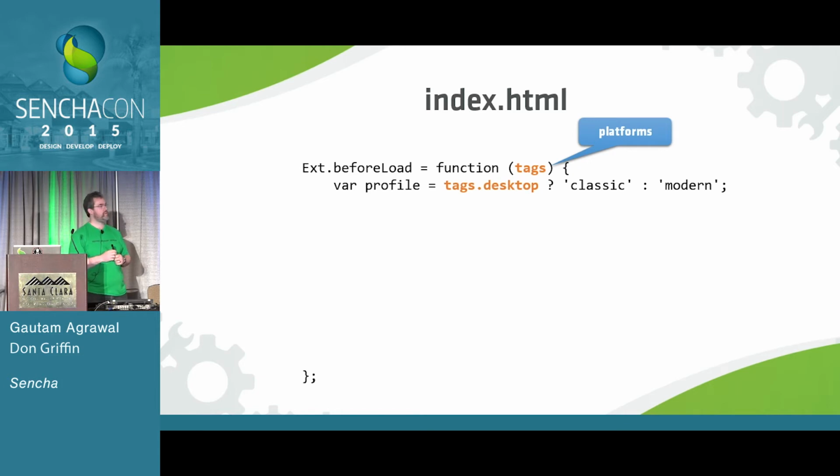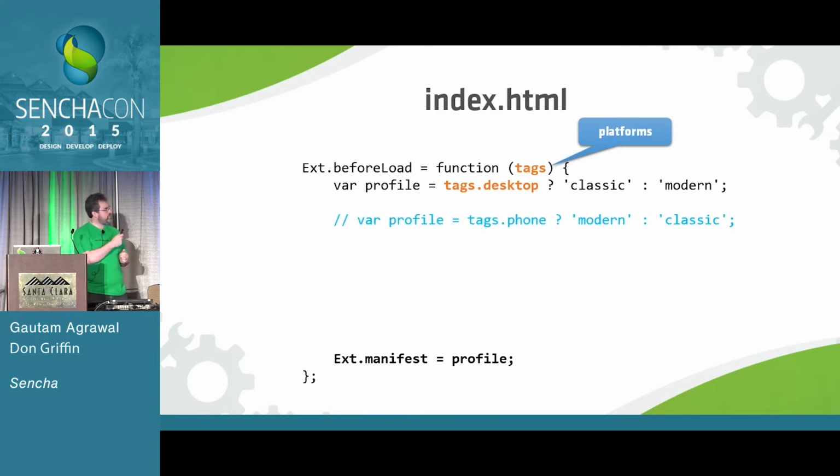Now, that can be based on a user preference. If you have users that say, I really hate your mobile app, I want your desktop app on my tablet, or the opposite, I want that tablet app on my desktop, you can make this a personal preference and fetch it from the server. It's up to you, but we need to know the name of that build profile by the time this function ends, and then the microloader kicks in and will load the rest of the app.